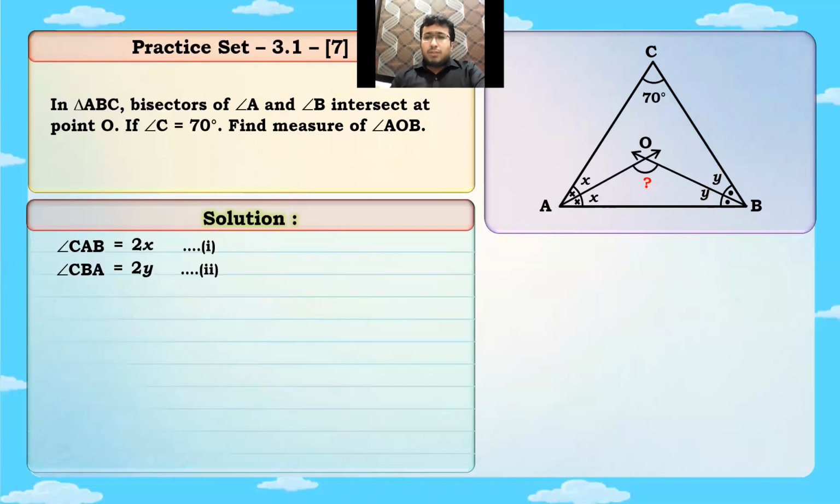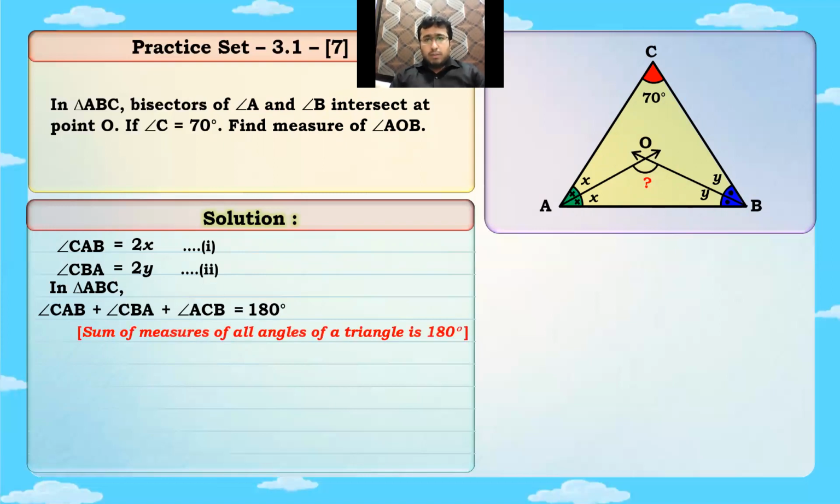Students, so we have got some information about X and Y. Still, we have not got their values. So let us try to find their values. So students, we take the bigger triangle because we have got some information about the bigger triangle. So let us use that information. So in triangle ABC, student, what do you know about angles of a triangle? Yes, in a triangle, we have three angles and sum of all the three angles is 180°. So student, angle CAB plus angle CBA plus angle ACB is equal to 180°. Sum of measures of all angles of a triangle is 180°.